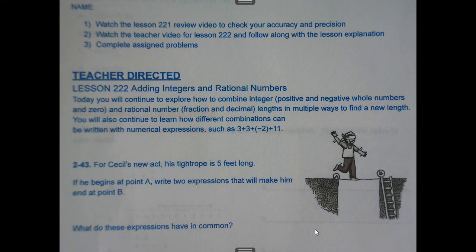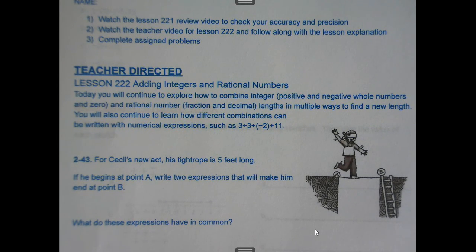In this lesson, it says today we will continue to explore how to combine integers, which are positive and negative whole numbers and zero, and rational number lengths in multiple ways to find a new length. We will also continue to learn how different combinations can be written with numerical expressions such as 3 plus 3 plus negative 2 plus 11.